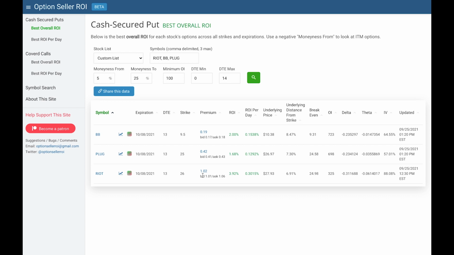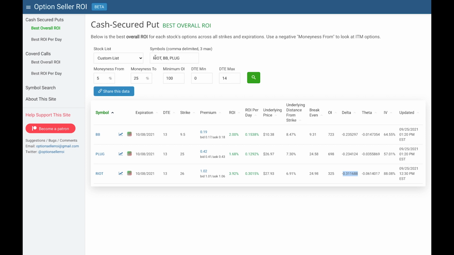So let's look down here on Riot. You can see that almost 4% return, and there is just under 70% chance of profit. So the delta is negative 0.31, so that translates roughly into about 69% chance of profit. And so again, this might be a consideration. So we would have to actually take a look at this when the options market opens on Monday morning. The markets are closed right now, so this data isn't entirely accurate, because once the market opens, all of the factors that go into options pricing change. So we would want to look at this when the market opens.